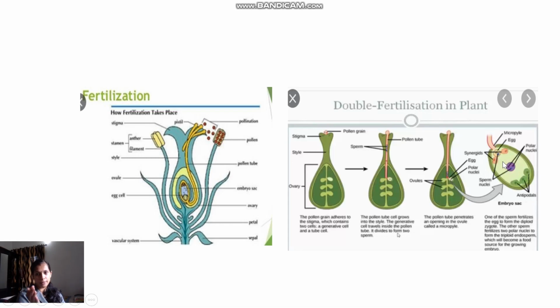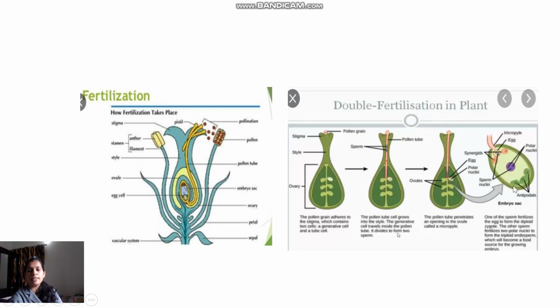Double fertilization in plant. So here pollen tube penetrates an opening in the ovule called micropyle. One of the sperm fertilizes the egg to form diploid zygote. The other sperm fertilizes the two polar nuclei to form the triploid endosperm, the source of food for the growing embryo. It is called as what?